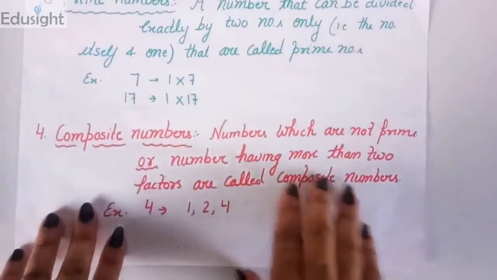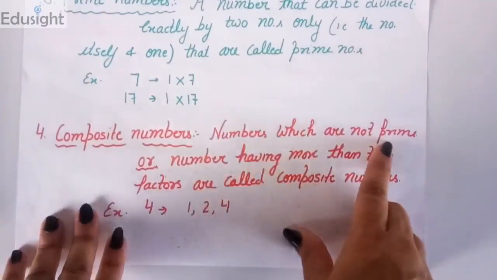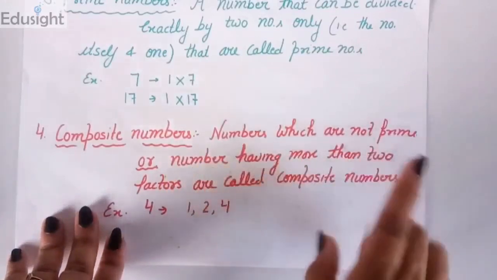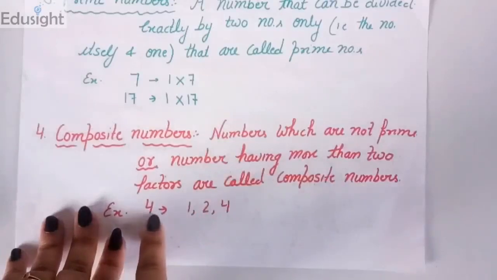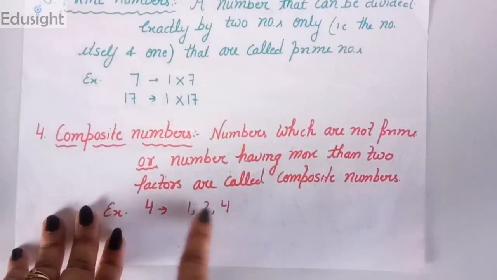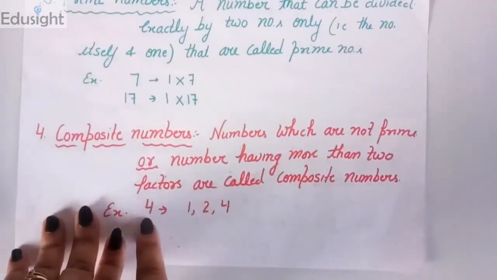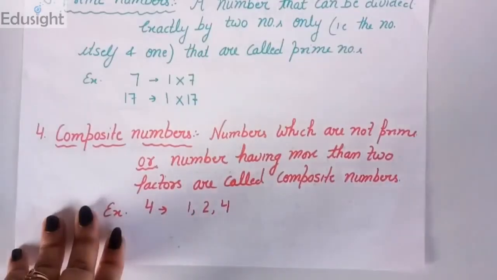So next we have composite numbers. Numbers which are not prime, or in other words, numbers having more than two factors, are called composite numbers. For example, we'll take 4. 4 comes in the tables of 1, 2 and 4. That means these three numbers are the factors of 4. So 4 is not a prime, it is a composite number.